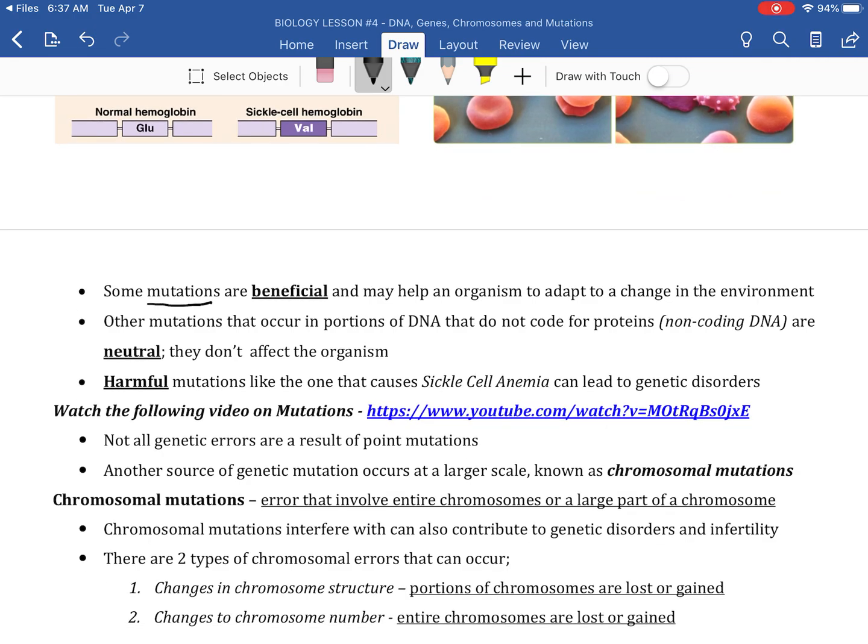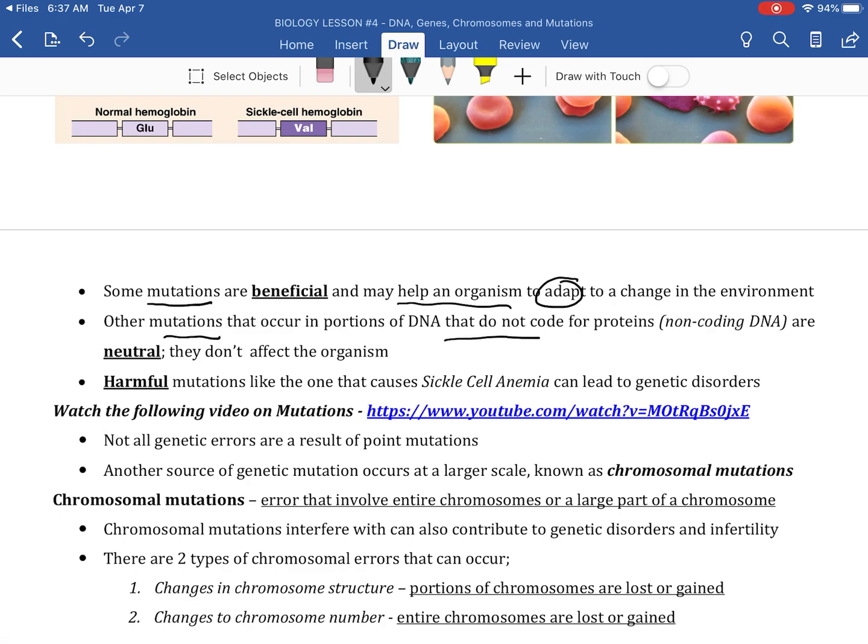Not all mutations are bad. Some mutations can be good to the organism. They may help the organism. Sometimes they may help the organism to adapt to a change in the environment. All right? Maybe the organism can become faster, can be easier camouflaged from any kind of predator.